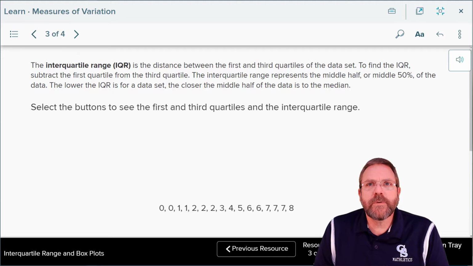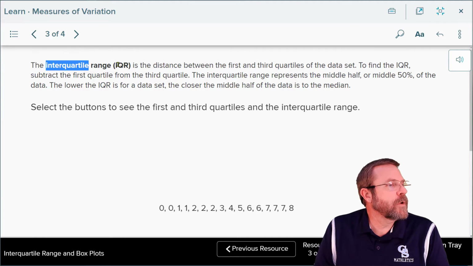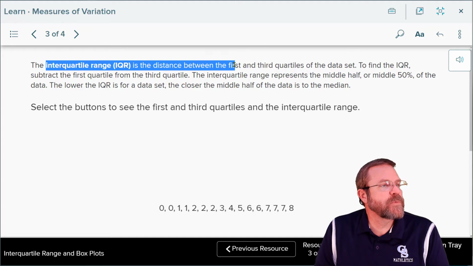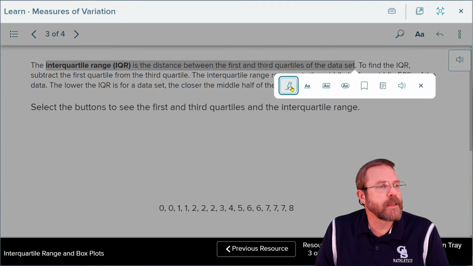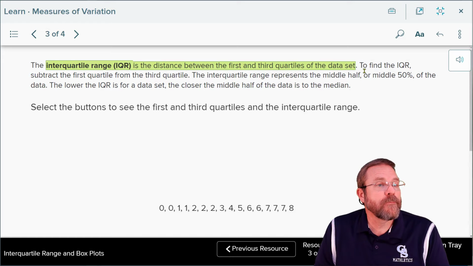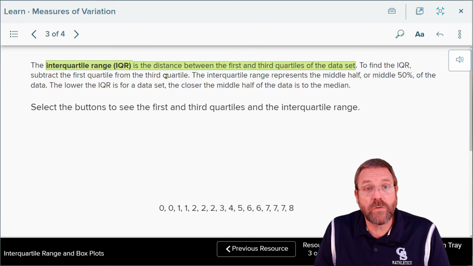Now our next definition is interquartile range. The interquartile range is defined as the distance between the first and the third quartiles in the data set. So we're going to highlight that. To find the interquartile range, you subtract the first quartile from the third quartile. That's all there is to it.